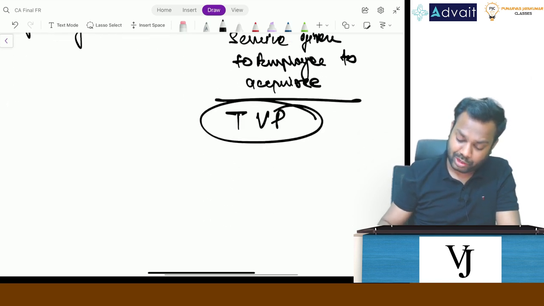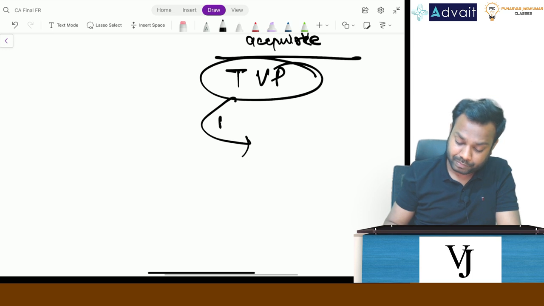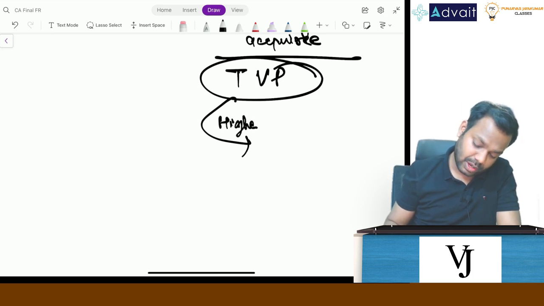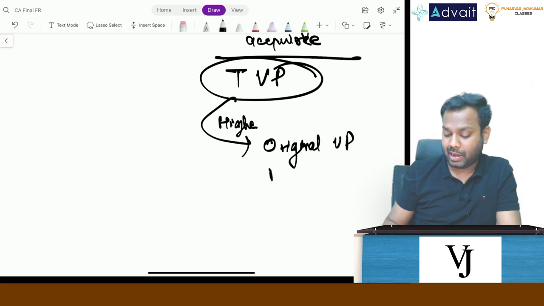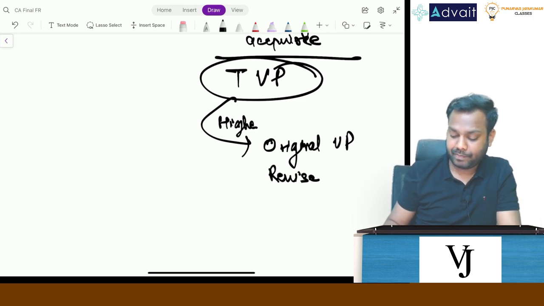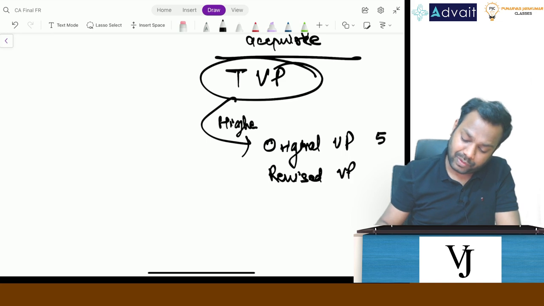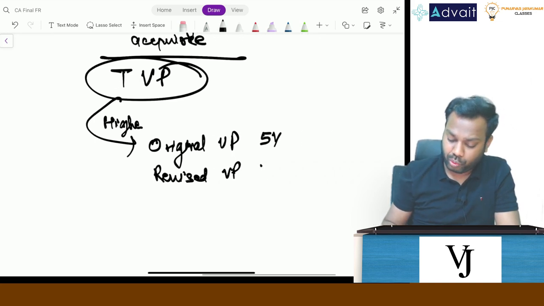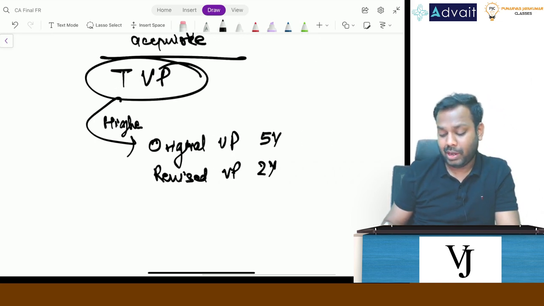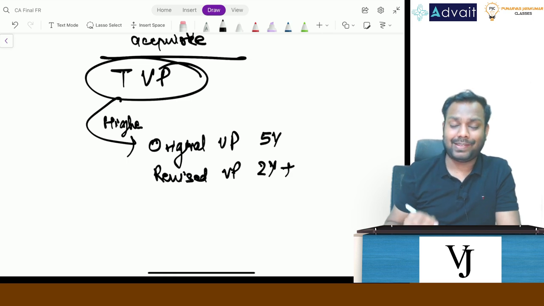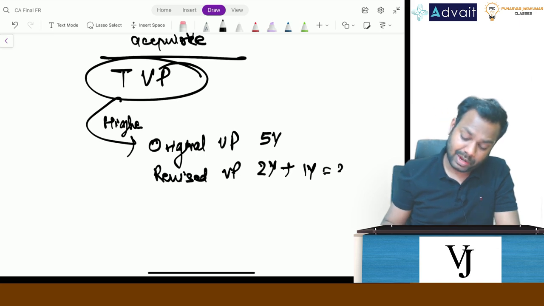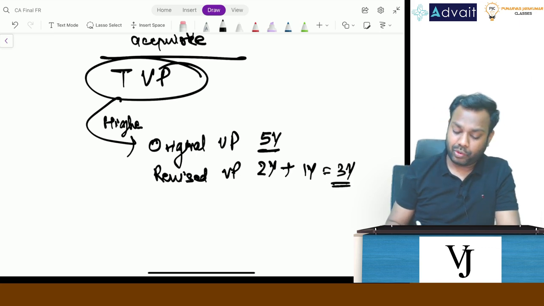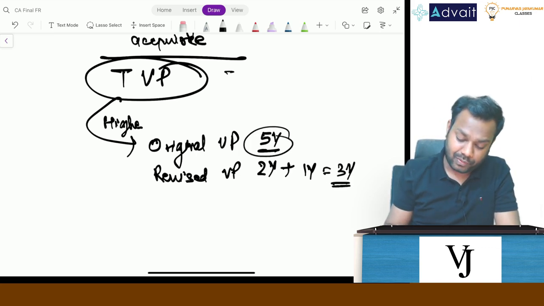Now this total vesting period is the higher of original vesting period and revised vesting period. Original vesting period was 5 years, out of which 2 years employees have already served. As per revised vesting period, the employees are required to serve 1 more year. That makes it 3 years. So which one is higher? 5 years. So I will write here 5 years.